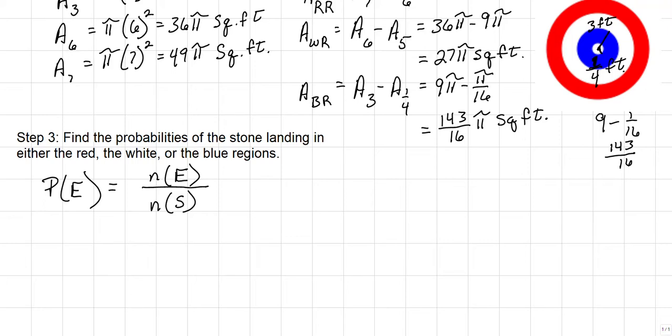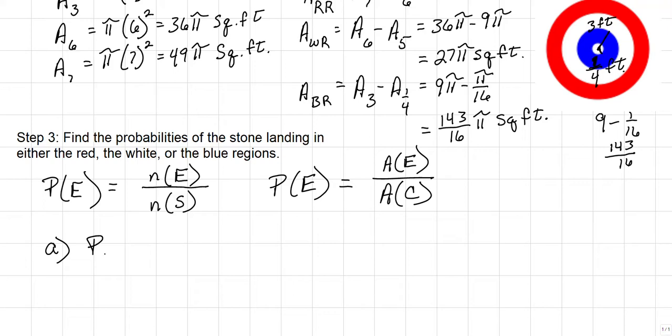In this case, we're going to use area. So the probability of the event is going to be equal to the area of the event divided by the area of the entire circle. And no, this is not traditional notation, but it works for our problem.